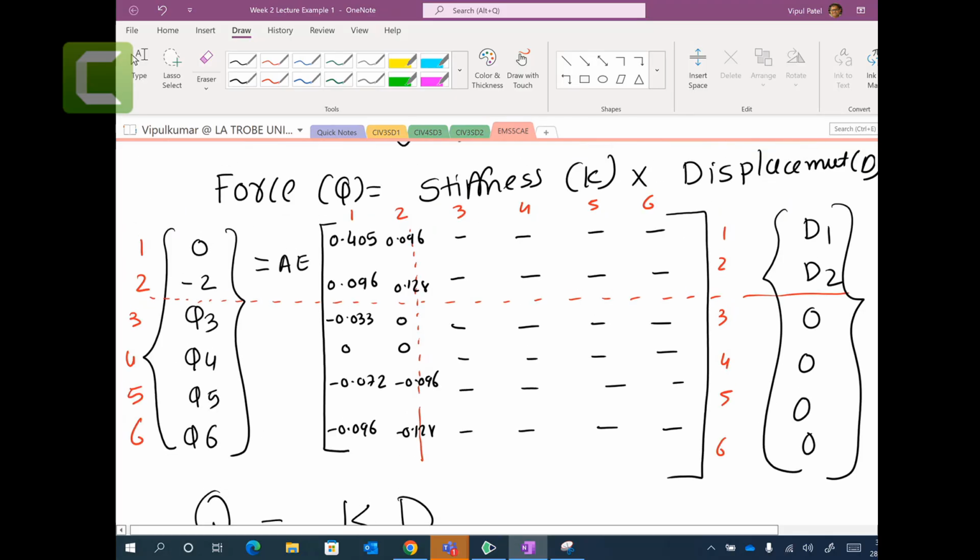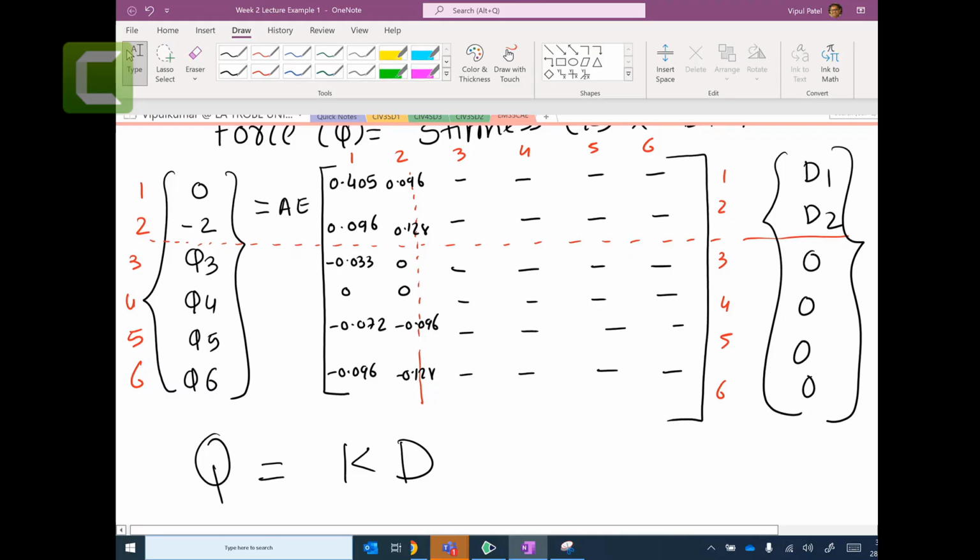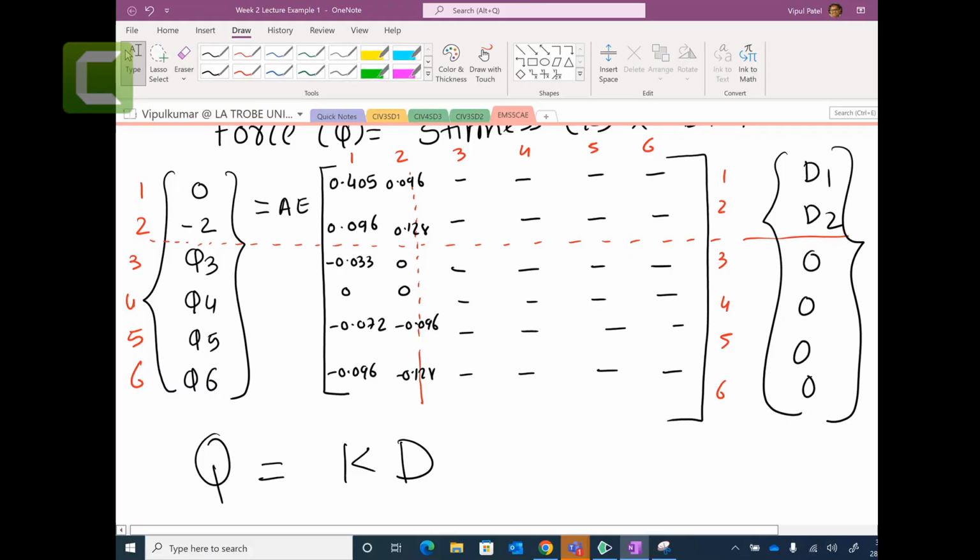Q equals KD, and draw this partition line, 2 by 2 or 3 by 3 or 4 by 4. The partition line does not always go by 2, it just goes where you have partitions, and we substitute those numbers. Okay, before moving on to the next steps, that you are doing it.